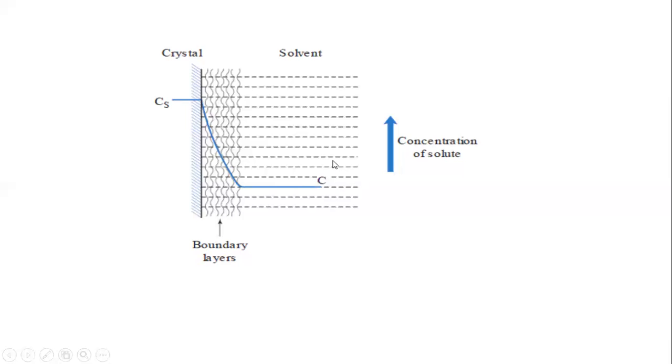That means there is a continuous diffusion of the solute molecules from the boundary layer toward the bulk of the solvent, because C here is less than CS.